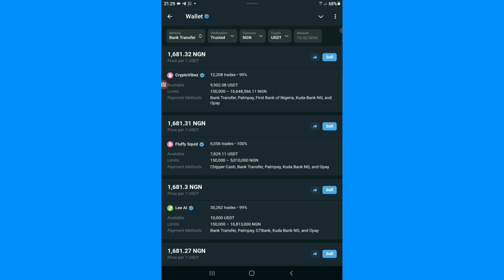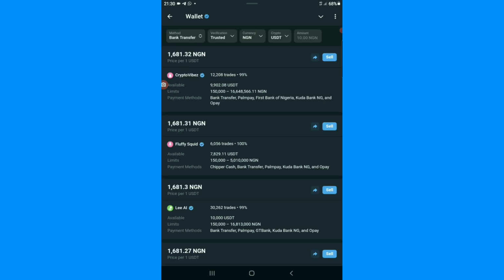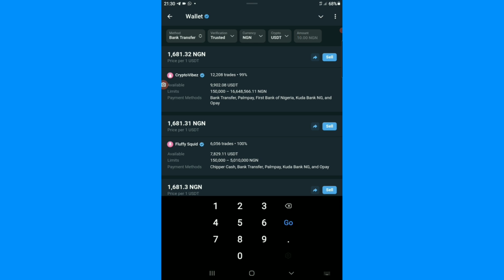Come to the currency. On your currency, you select any of the currencies of your choice, but because I'm from Nigeria, I'll just have to make use of Naira, so I'm going to leave my currency that way. The next one is crypto. You see you have different cryptos here. We have the USDT, we have the TON, BTC, Notcoin, Dogs, and Hamster. But because I want to talk about USDT, I'm going to leave it on USDT. Then now you're going to enter the amount of USDT that you wish to sell. So let me say I want to sell 7,000 USDT.